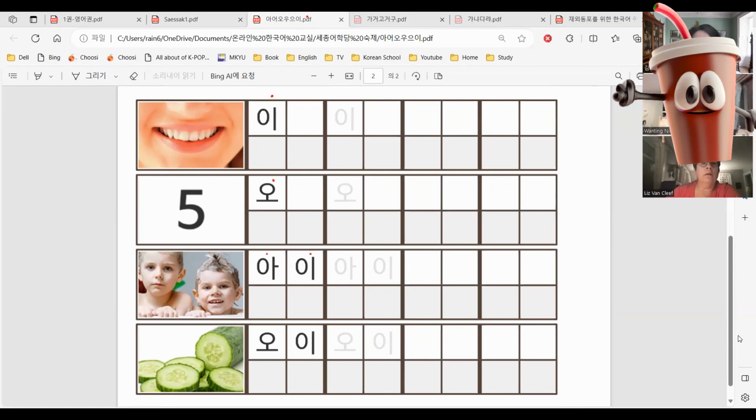I. I is children. Kids. You don't remember the whole meaning, just if you can read, it's okay. So we just practice how you can read the simple word. Then this one, OE. OE is cucumber. Okay, good job.